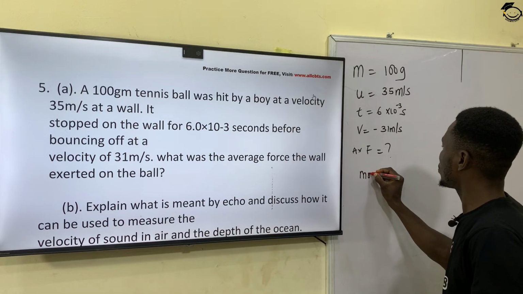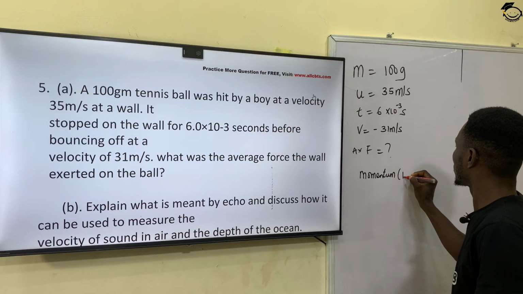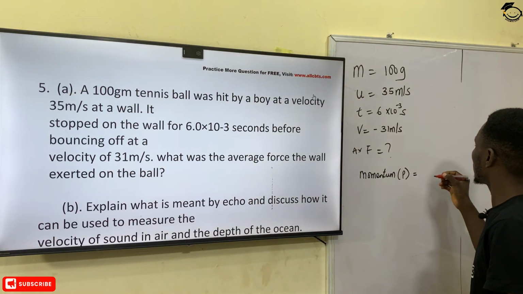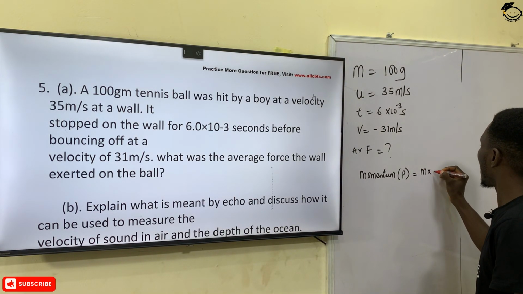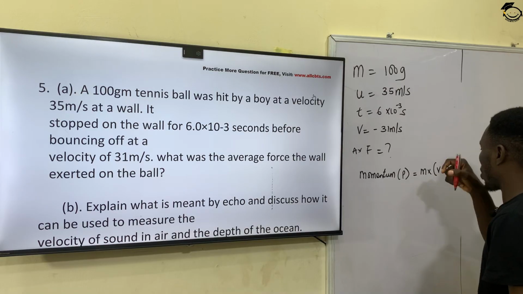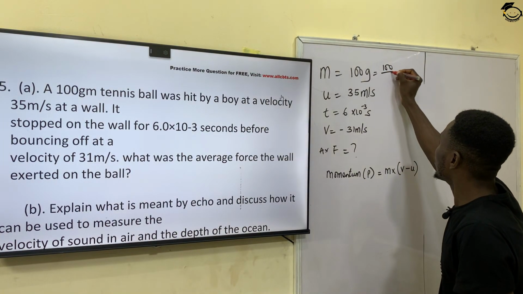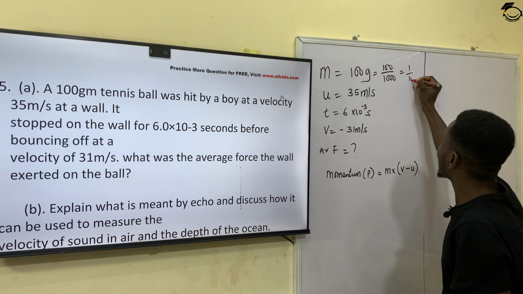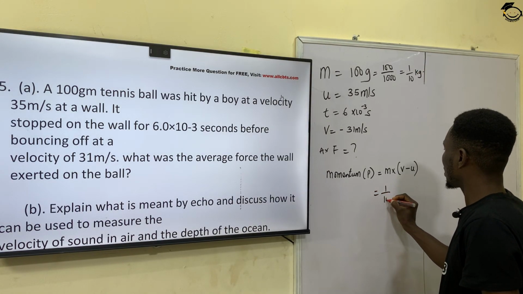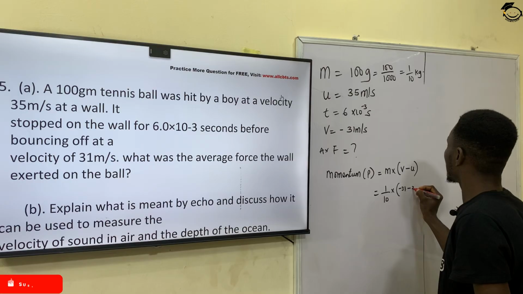So the momentum of the ball, or you can say the change in momentum of the ball, is equal to the mass of the ball times the change in velocity, which is final velocity minus initial velocity of the ball. And since I have 100 grams, this is the same thing as 100 over 1000, which gives me 1 over 10 kilogram. So this will give me 1 over 10 times minus 31 minus 35.